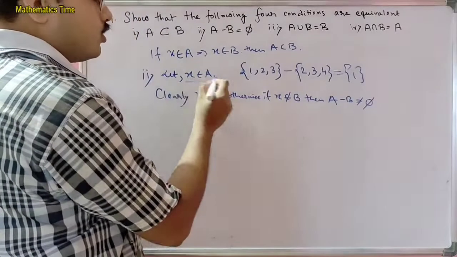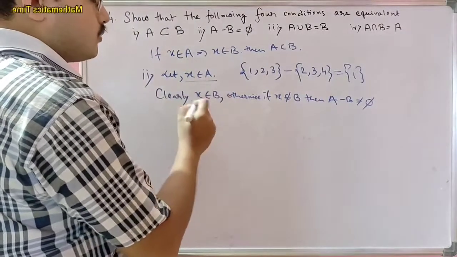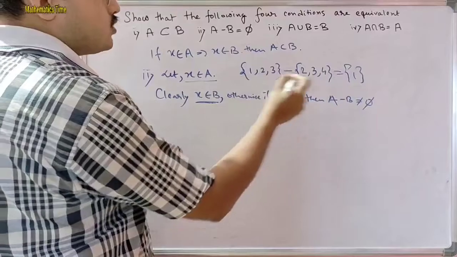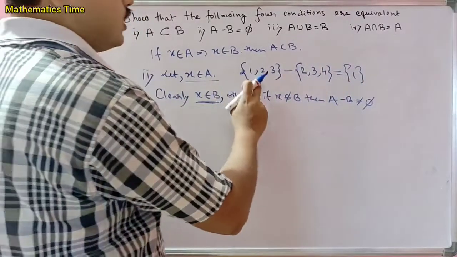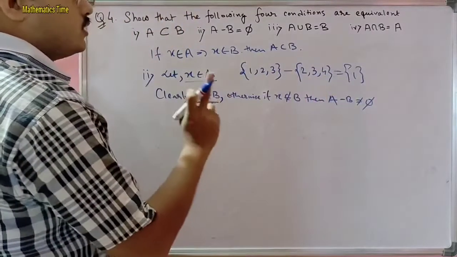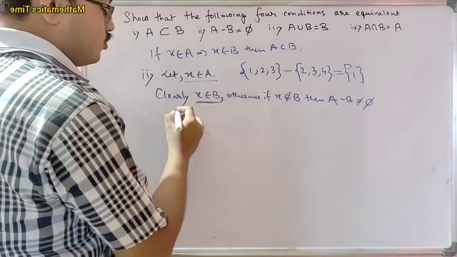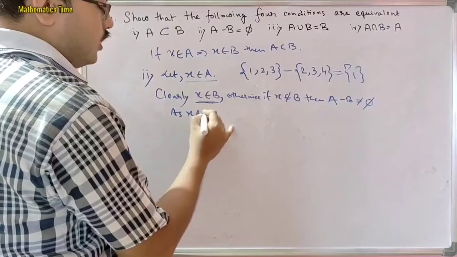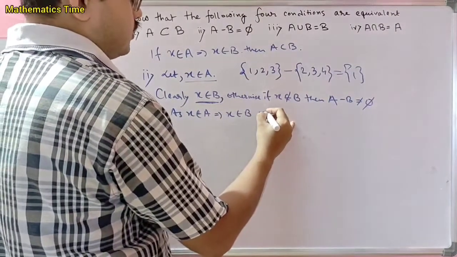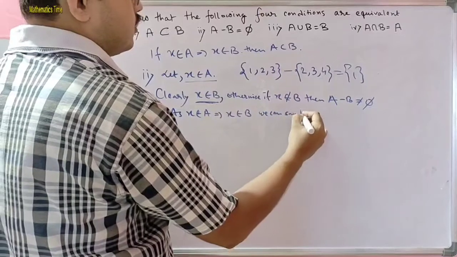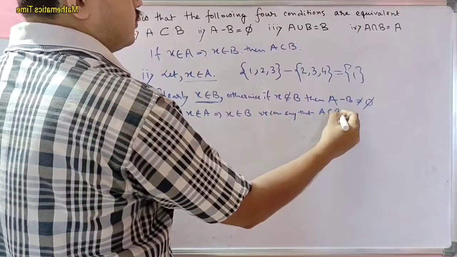So if x belongs to A, we must have x belongs to B. 1 must be in B to get the result ∅. Okay, every element of A must be in B to get the result ∅. So as x belongs to A implies x belongs to B, we can say that A is a subset of B.